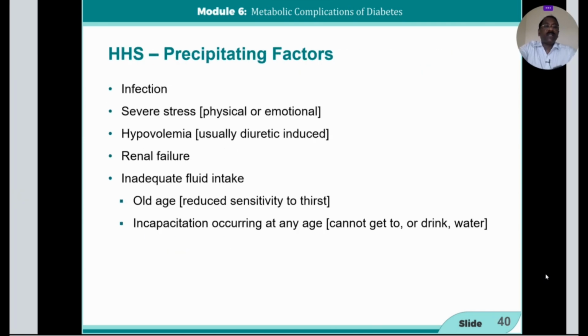So these are the precipitating factors: infection, severe stress, either physical or emotional, hypovolemia, usually diuretic induced, renal failure, and inadequate fluid intake, maybe because of reduced sensitivity to thirst in the elderly, or incapacitation occurring at any age, where they can't get to or drink water. Mostly it is age related, mostly infection, and then stress and strain, maybe because the elderly live alone, or the emotional or physical stress.